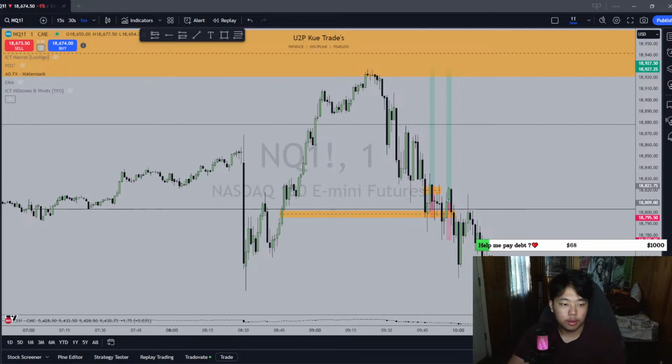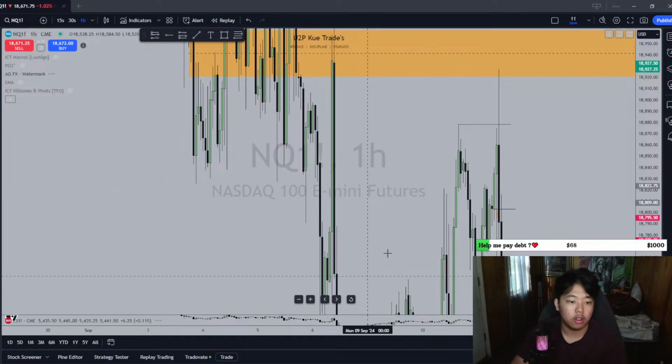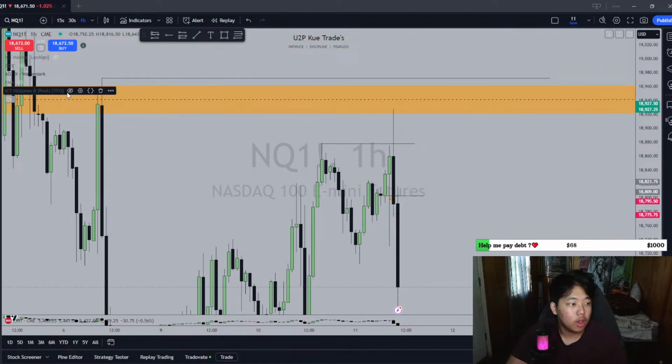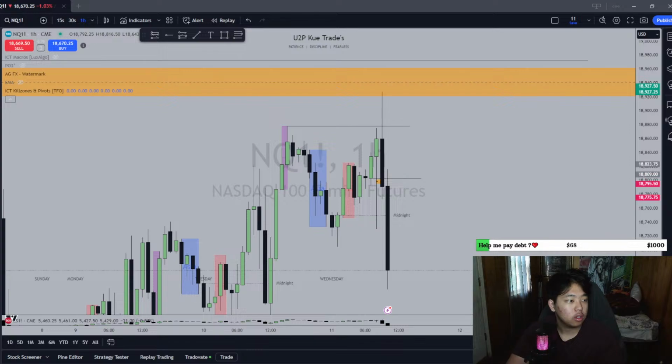Let's go here. Journal it. So I journaled yesterday here, 9/11. Bold heading. And then let's go on the hourly. Let's go ahead and put out our pivots. Let's run that.